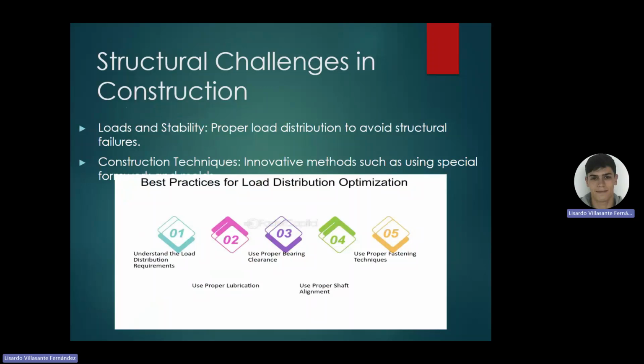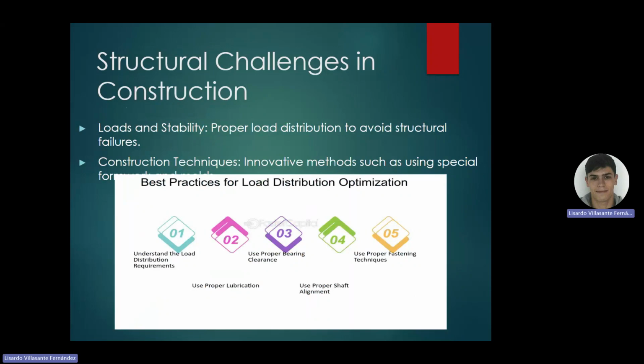Another major challenge in constructing shell structures is ensuring that they can withstand various loads and remain stable under different conditions. Shell structures must be designed to handle not only the weight of the structure itself, but also additional loads such as wind, snow, and seismic activity. Proper load distribution is critical to prevent structural failures, which can have catastrophic consequences.